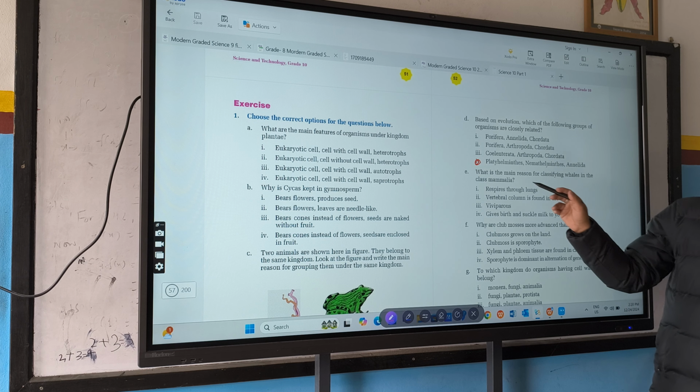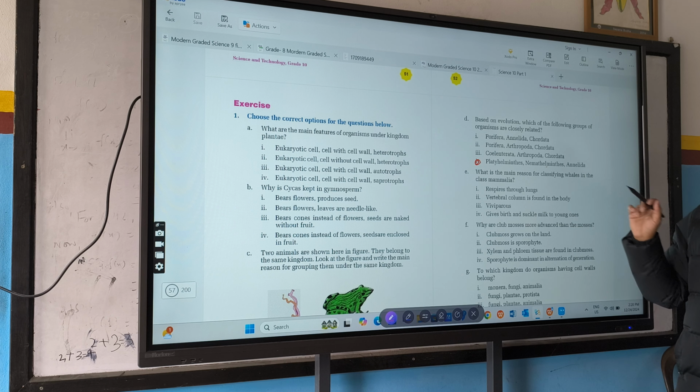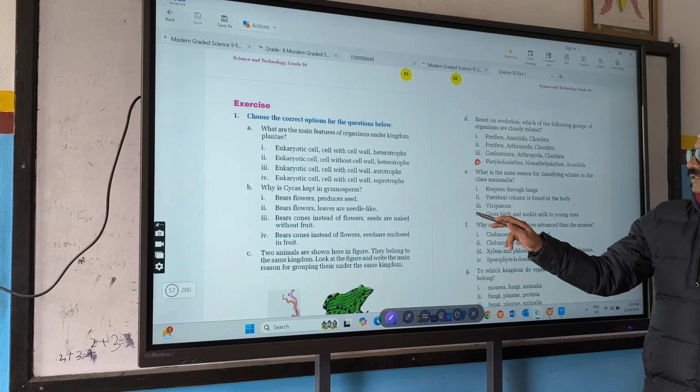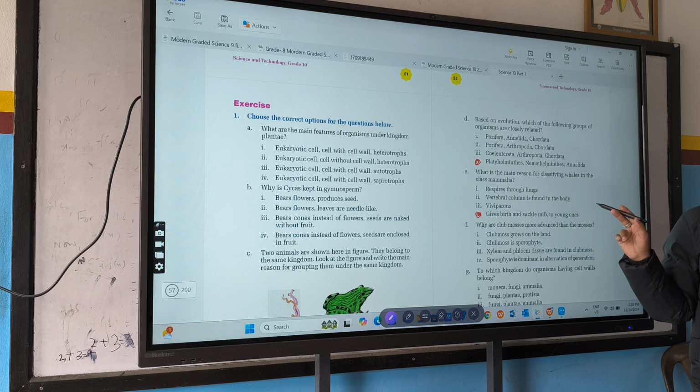Regularly. Number E. What is the main reason for classifying whales in the class Mammalia? Which one? Gives birth and suckles milk to young ones. Okay, this last one is correct.